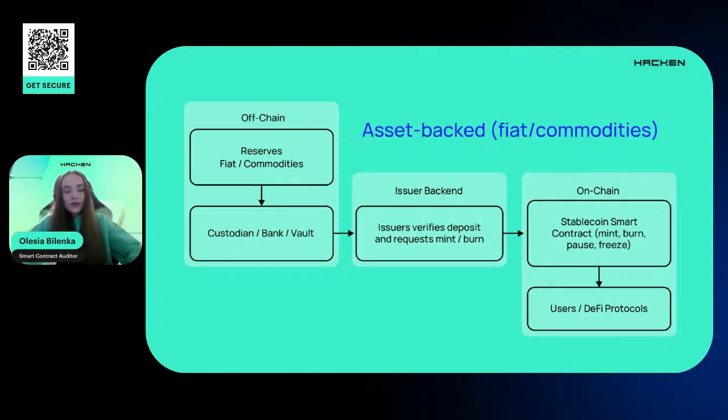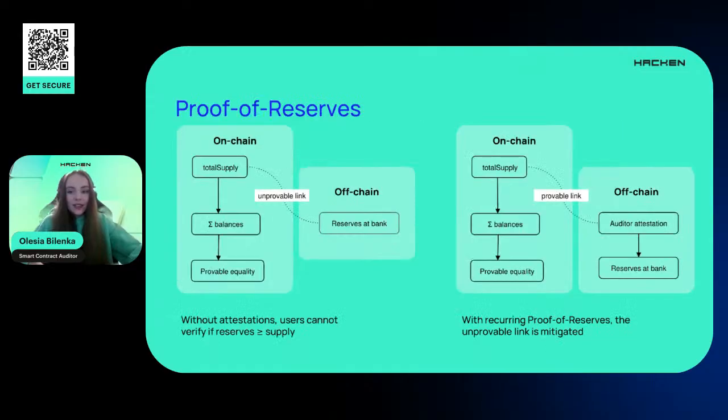Everything here seems neat and modular, but here is the catch. None of this structure really ensures that reserves actually exist in the off-chain part. So this system runs not only on proofs, but on reputation as well. The problem here is that on-chain supply and off-chain reserves are not provably connected. Without external attestations, it's just an unprovable link.